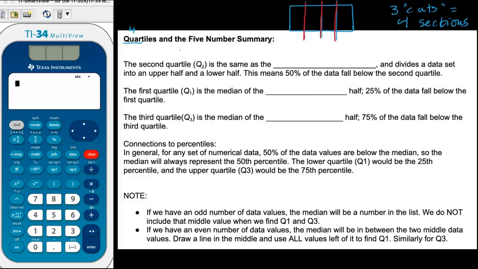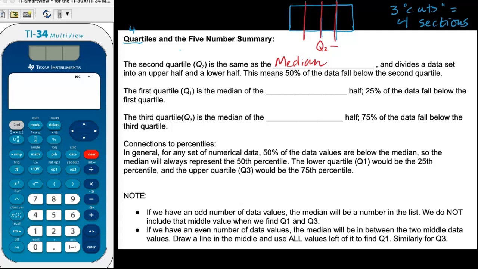So the second cut, that's what we call Q2. That's the same as the median. So it cuts the data set in half, in an upper and lower half. It means 50% of the data fall below, 50% are above. It's directly in the center.